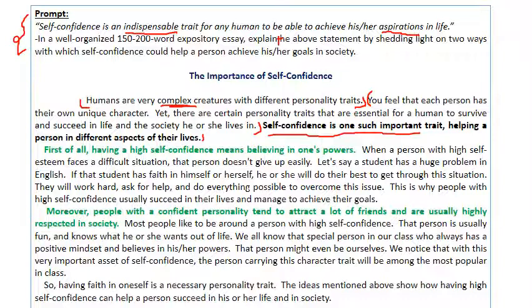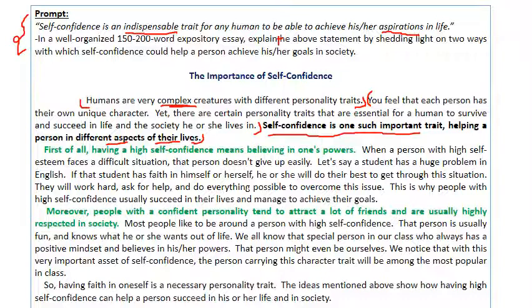My thesis, I'm going to talk about how self-confidence helps us in different aspects of our lives. You can even list those aspects in your thesis statement. Okay, self-confidence helps us believe in our own powers and overcome goals and attract a lot of friends and become popular. You can write your thesis statement that way.